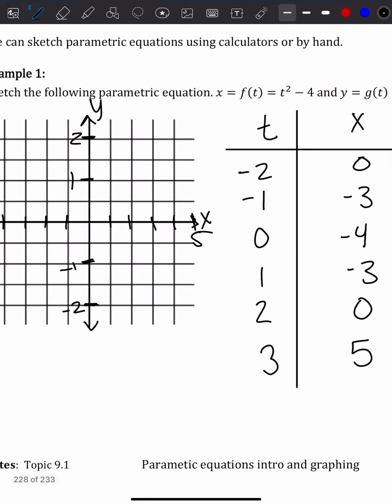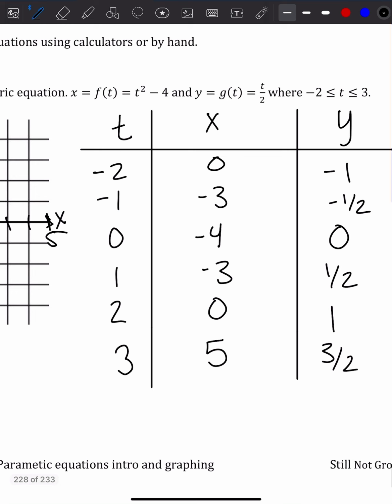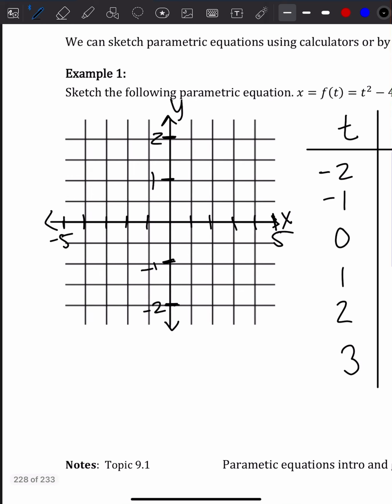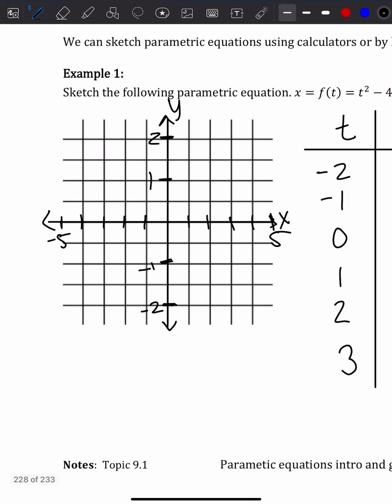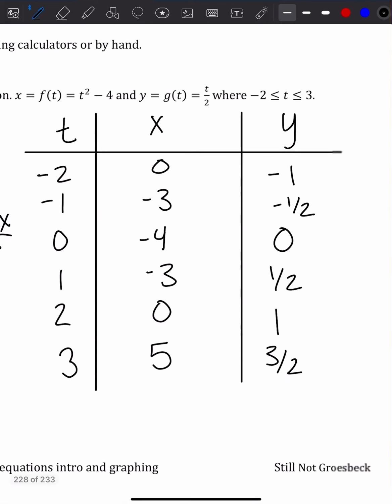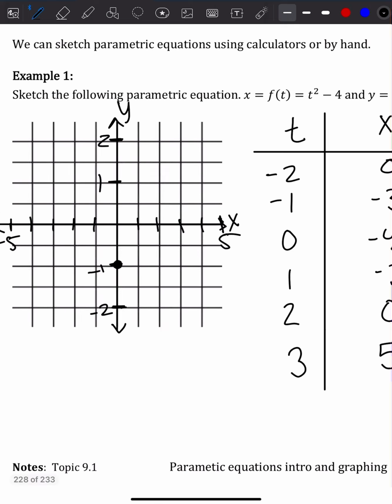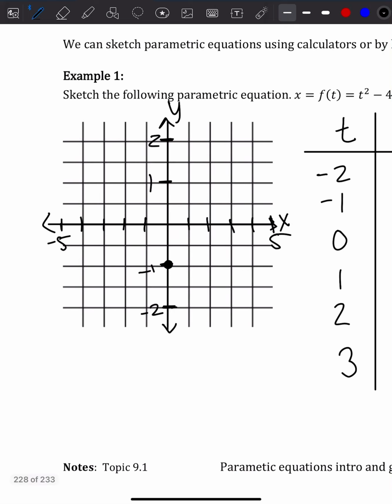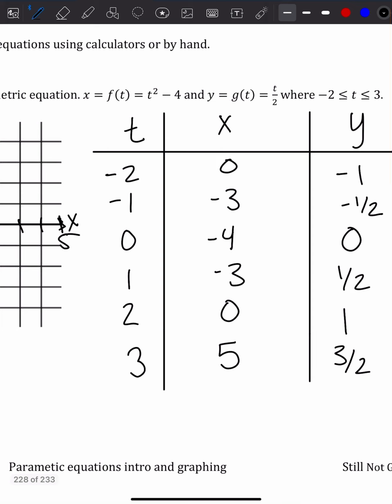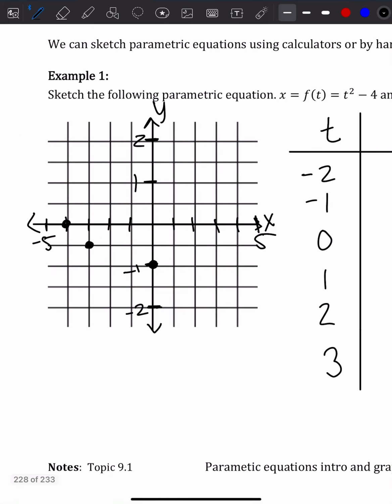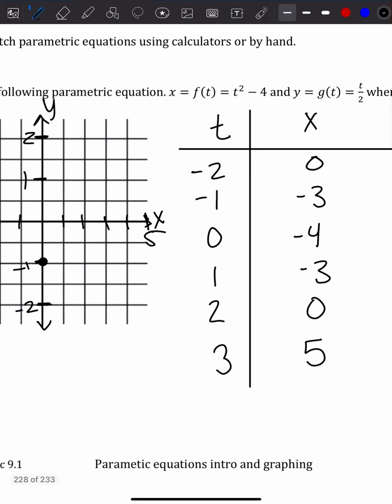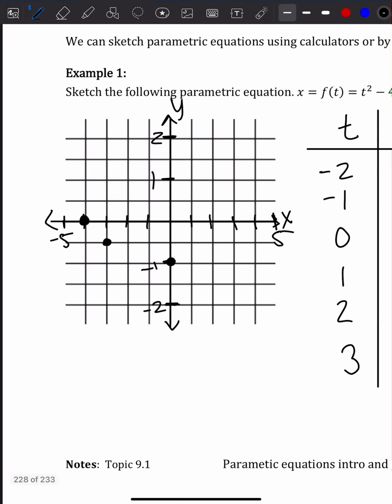Okay. So our x value is 0. Our y value at that point is going to be -1. So 0, -1 is going to be our first point, which is going to be right here. From there, we're going to go -3, -1/2. So -3 is over here. -1/2 is going to be this point right here. -4, 0. So -4 is 0. -3, 1/2.